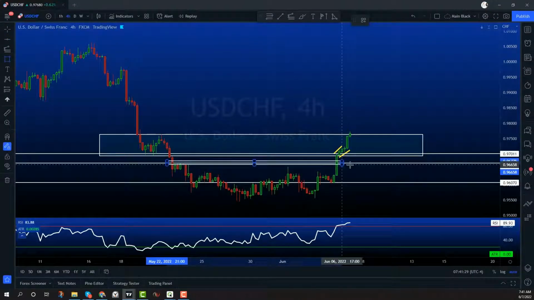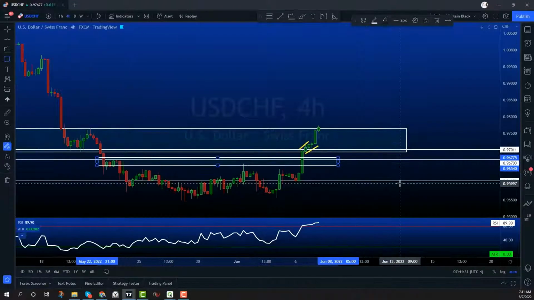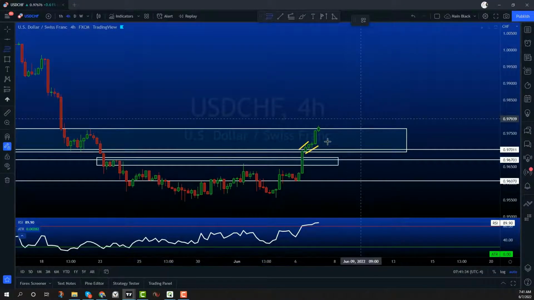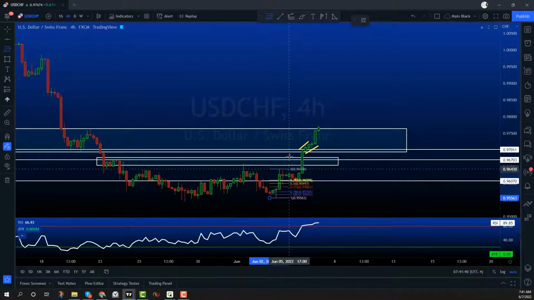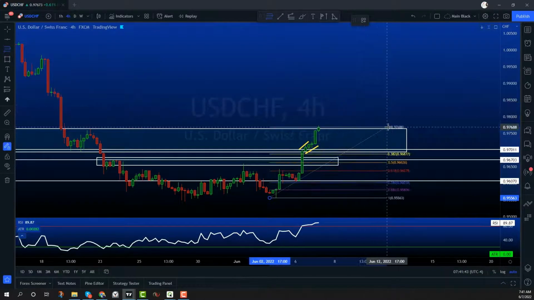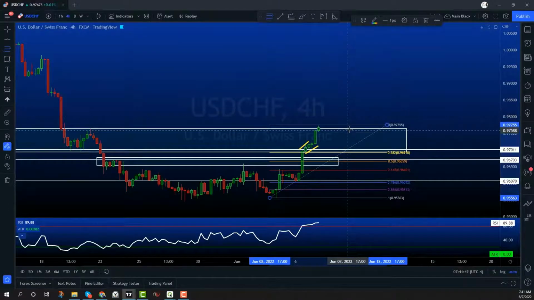Again, this little structure shelf right here. We can take a Fibonacci retracement. I haven't done this yet. Again, I didn't do too much analysis on this pair because I don't actually trade it, but looks like a 50% maybe. All right, so right around a 50% retracement as well at that level.